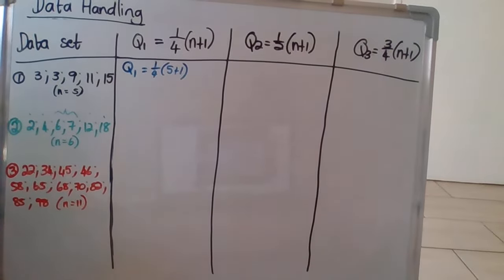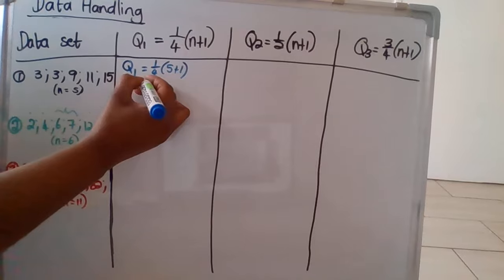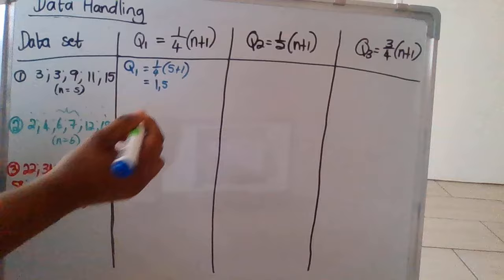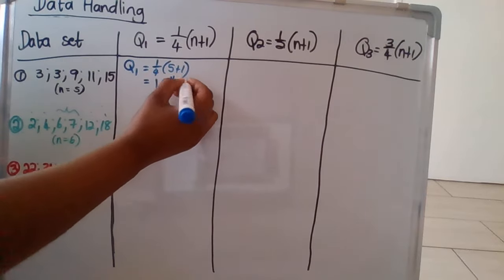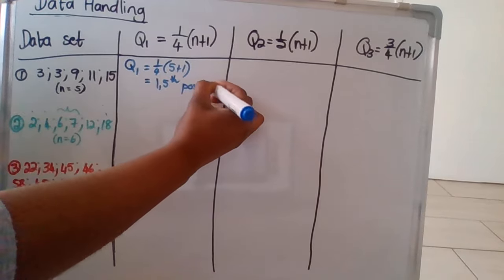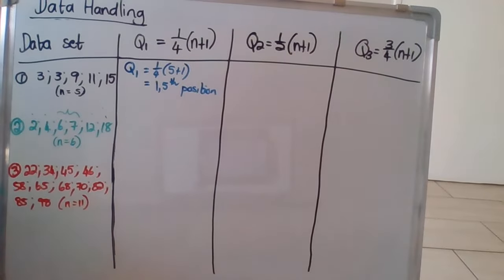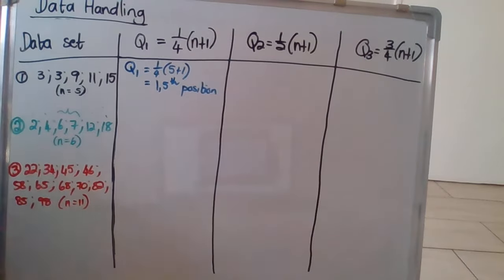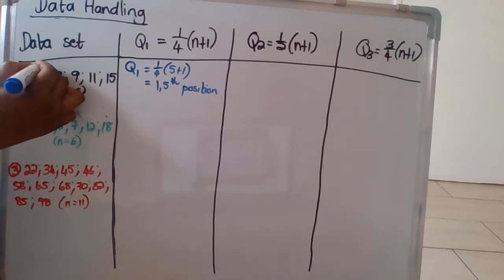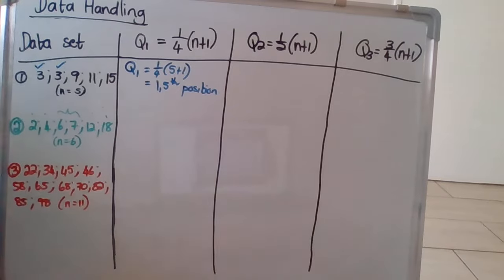All right, so this then tells me that my first quartile is in the 1.5 position. So remember, this is the position. So it tells me it's in this position. So what I then do is, it lies halfway between the first observation, the first value, and the second value.